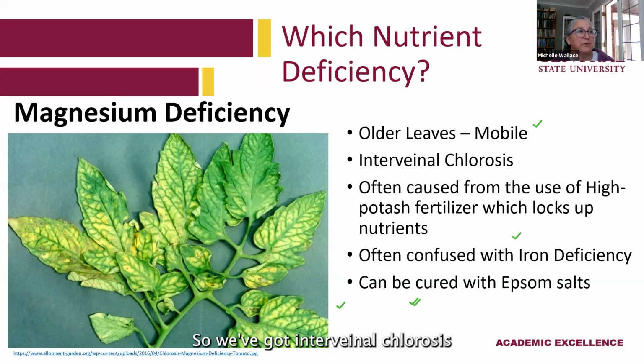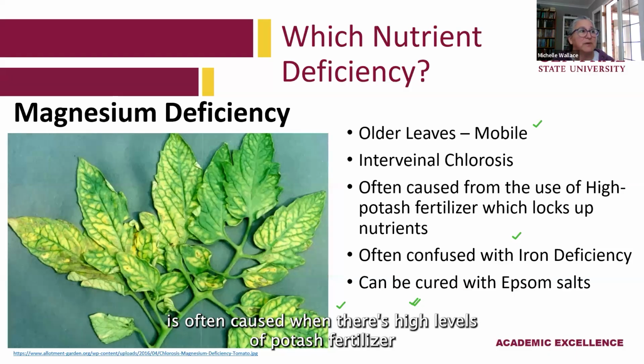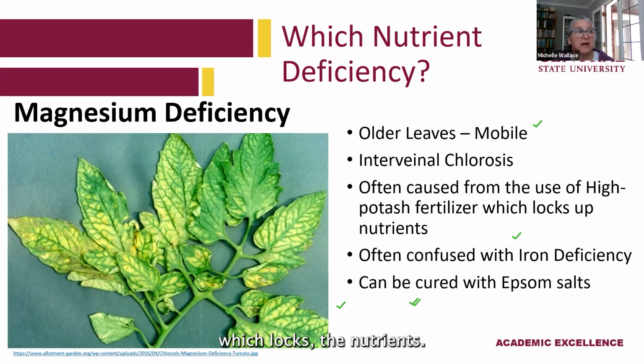So we've got interveinal chlorosis. This particular problem is often caused when there are high levels of potash fertilizer, which locks up the nutrients. So sometimes over-fertilization is the cause of our problems, or sometimes it's just that the soil is very rich in nutrients, which are salts. And so that's sometimes what causes a nutrient deficiency.